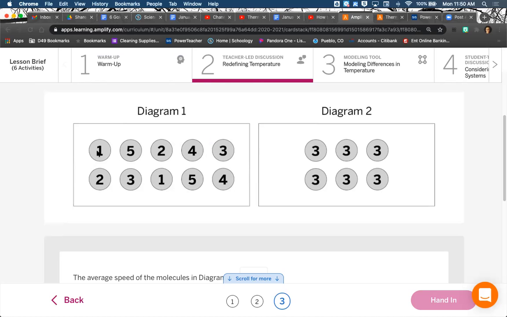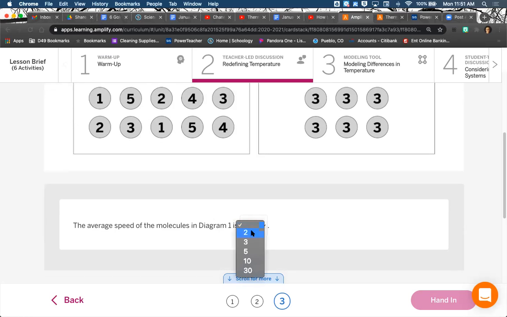So I could add the 1 to the 5, which would give me 6. And then I could add the 2 to the 4, which would give me 6. And 6 plus 6 is 12, plus 3 equals 15. So the top row would be 15. The bottom row would be 5 plus 1 is 6, plus 5 is 11, plus 4 is 15. 15 plus 15 is 30. And 30 divided by 10 molecules is a 3.